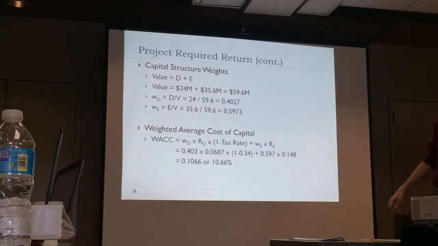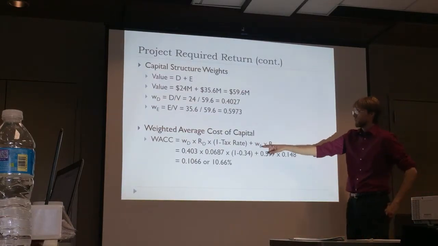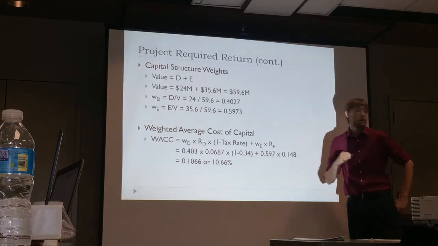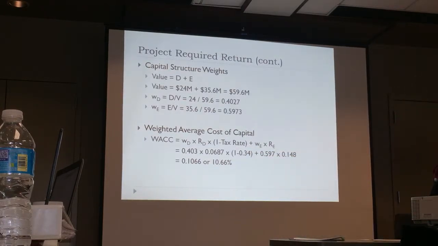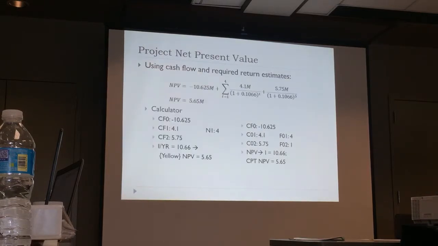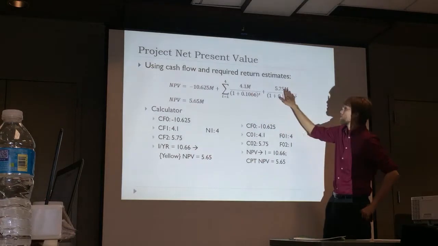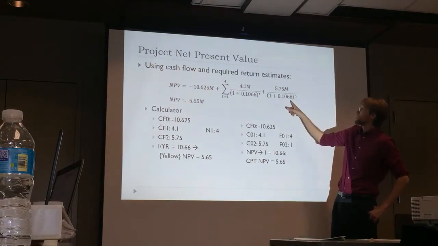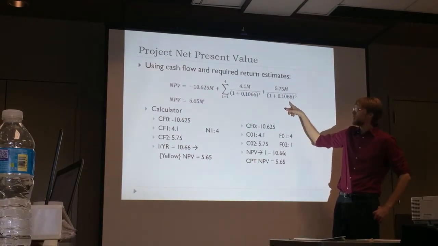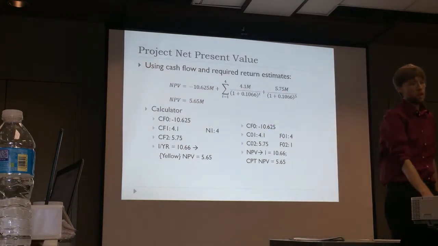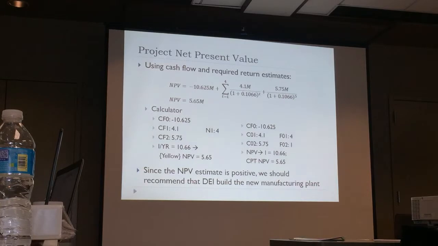We plug it into our weighted average cost of capital formula, right? Remembering to include the effective taxes, it spits out 10.66%. And then we bring it all together in our NPV framework, right? We have our cash flow estimates, and that 10.66% now becomes our discount rate, right? We plug and chug, and it spits out $5.65 million. Given no additional information, we would say since the NPV estimate is positive, we would recommend building the manufacturer.